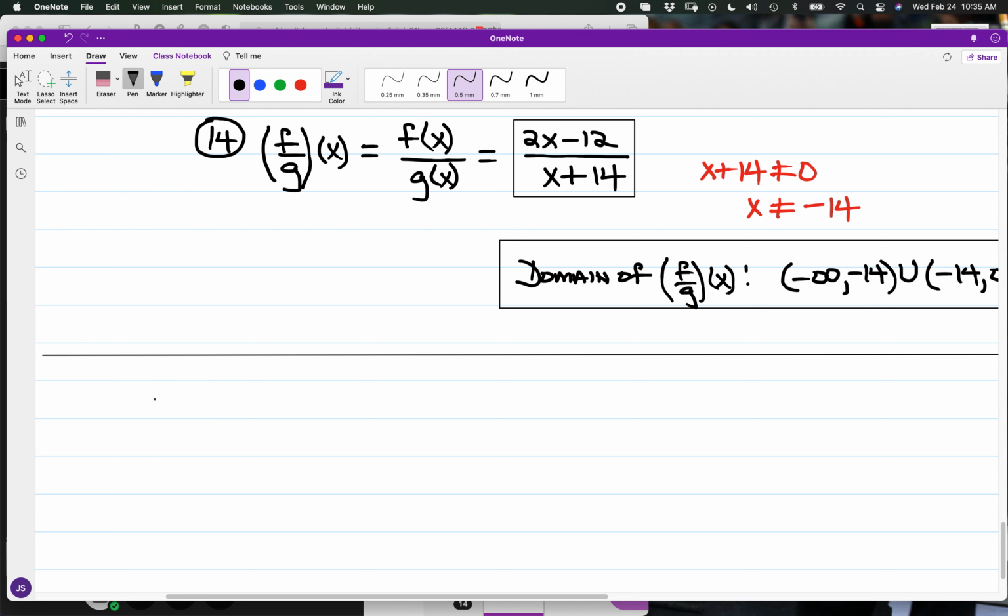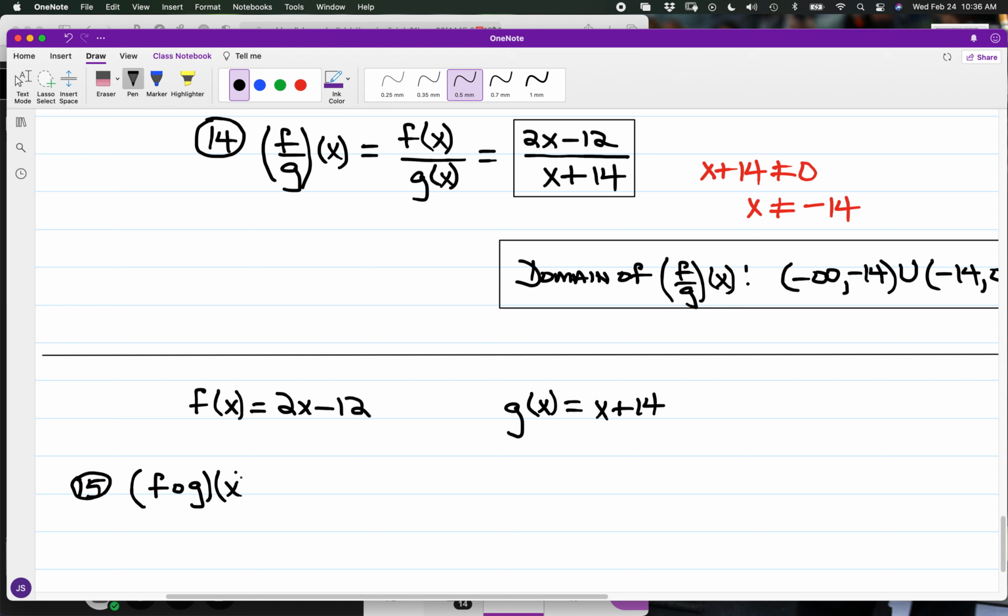Once again, we have f of x as 2x minus 12, and g of x as x plus 14. In the case of problem 15, we're looking at f composed with g of x. In the compact notation, that is f of g of x.